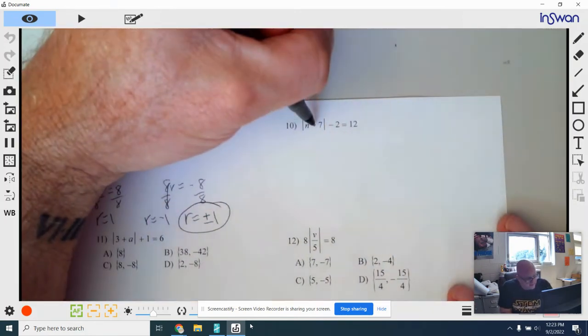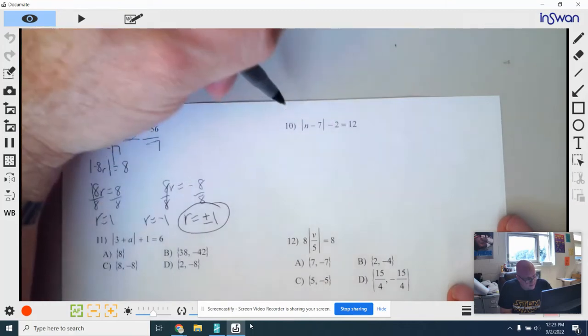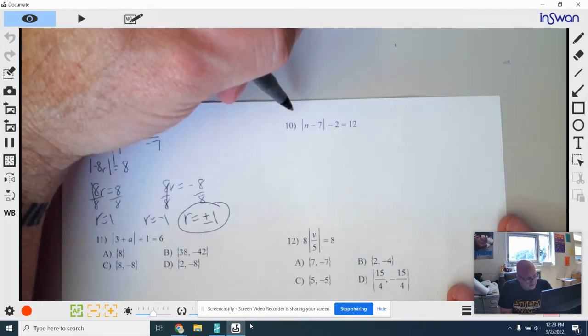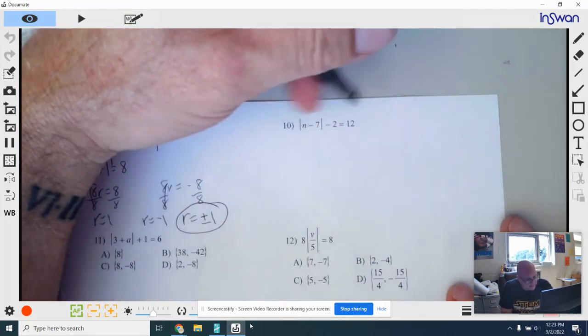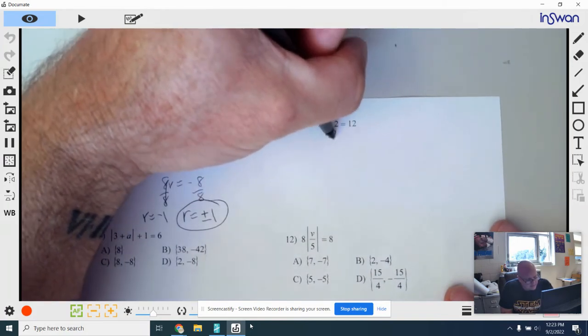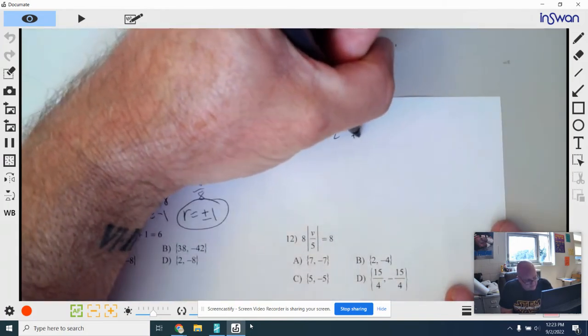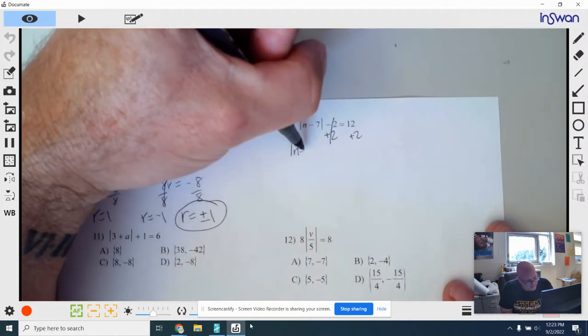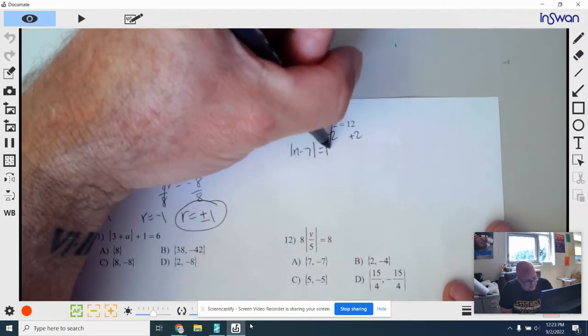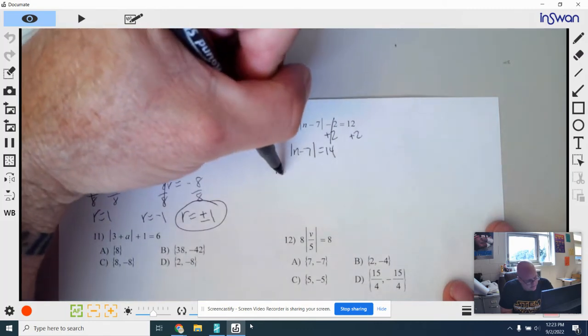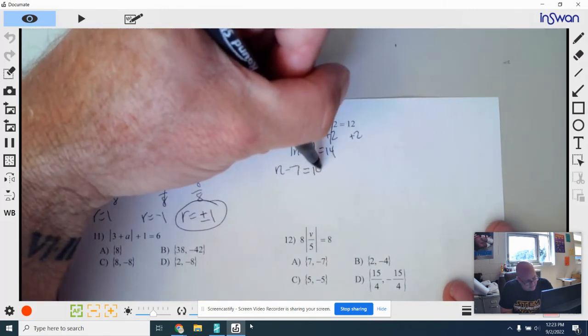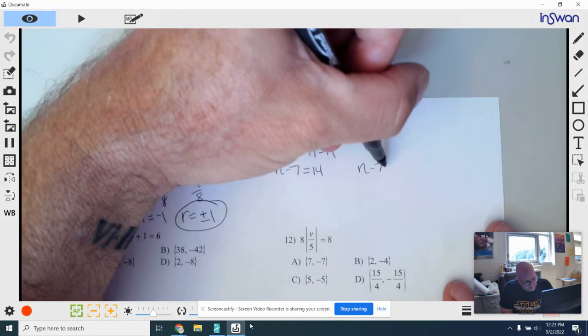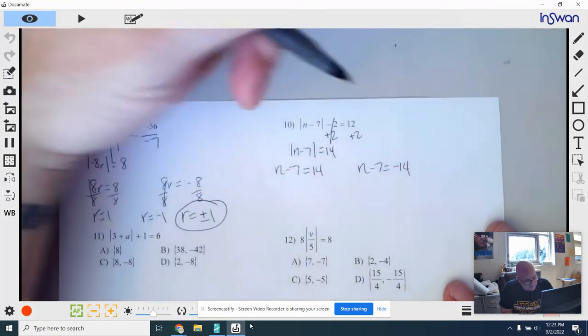Okay, move on to number 10 here. We see this little piece out here is still attached to this absolute value, so you need to make that go away. So we're going to do a plus 2. So do plus 2 here, cancels, and we now have the absolute value of n minus 7 is equal to 14. Okay, we can make two different problems out of that now. There, we have set that up.